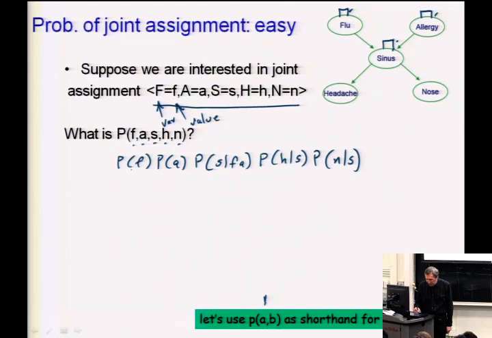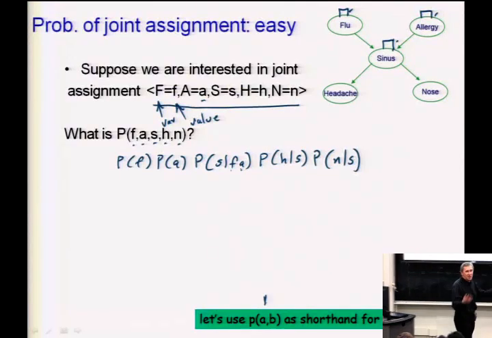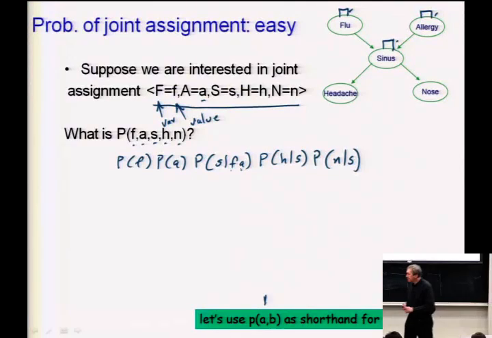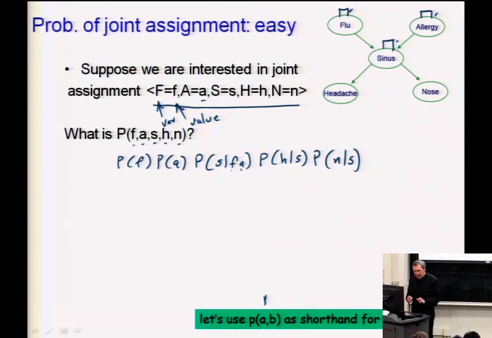So first we look at the probability of flu taking on the value f given its parents. Well, it has no parents, so that's not conditioned on anything. And similarly, allergy taking on the value a, it had no parents. And then sinus taking on the value s, of course, had two parents, flu and allergy, so we have to condition on what their values are, and so forth. Okay? So that's pretty straightforward.